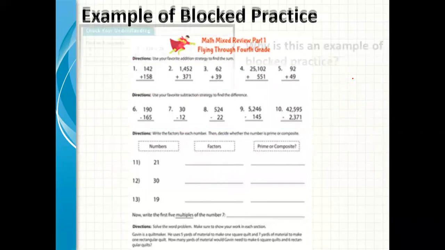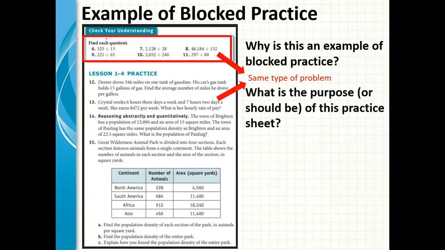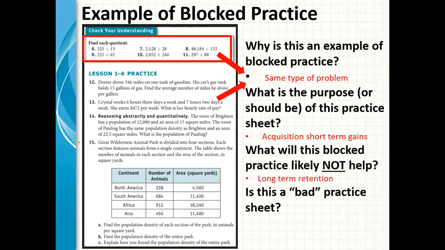Here's just another example. I could open up any textbook and this is what it's going to look like. In this particular one, check for understanding, they're obviously focusing on division. Well, it's blocked because there's 6 problems, all division. It's the same process. Then we've got word problems that are all kind of the same piece. What you've got to recognize is this isn't bad. The purpose of this is acquisition, or a short-term gain, not long-term. Again, it is not bad. It's just not going to help long-term. And learning without retention is useless.